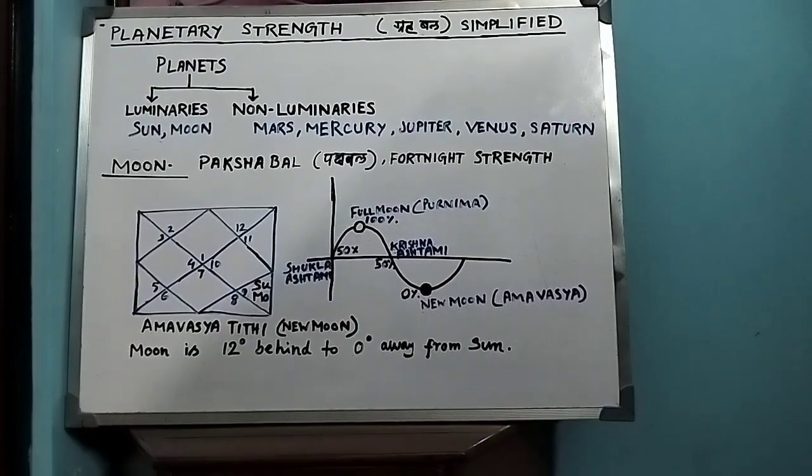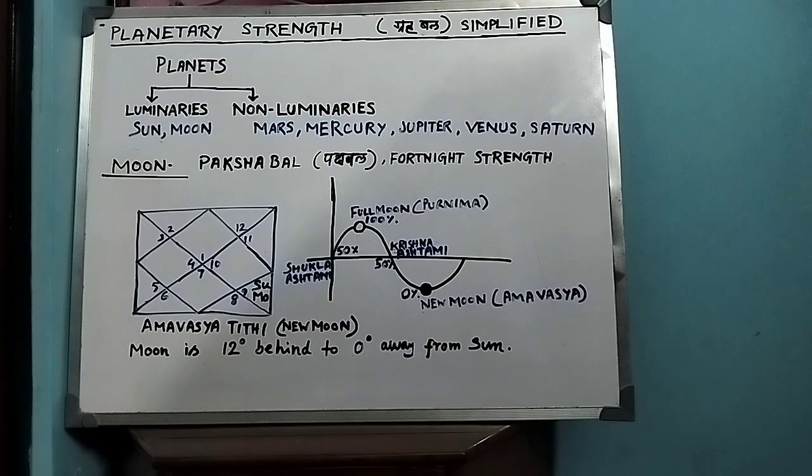On Amavasya, moon gets 0 Pakshabal. So moon will be regarded as weak because of lacking Pakshabal in Amavasya. The more moon is away from sun, the more Pakshabal or fortnight strength moon will be awarded, and the more moon is close to sun, the less Pakshabal she will obtain. And in the middle, you have to calculate the Pakshabal in proportion.